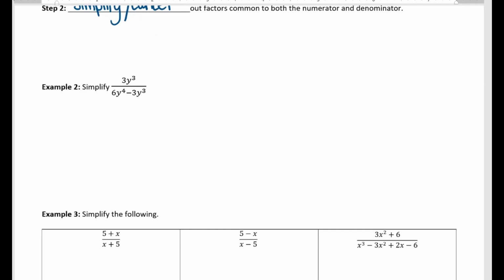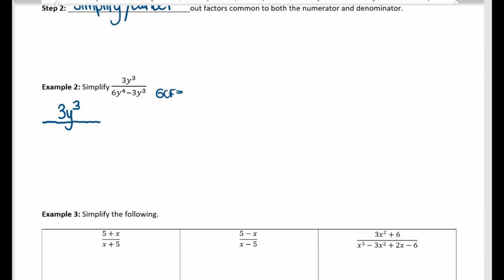We can only simplify out or cancel out factors that show up in top and bottom. The same term shows up in top and bottom, but they are not factors. There's only one term in the numerator, so I'm going to leave that alone. In the denominator, I have 6y to the 4th minus 3y cubed. There's a GCF hiding here.